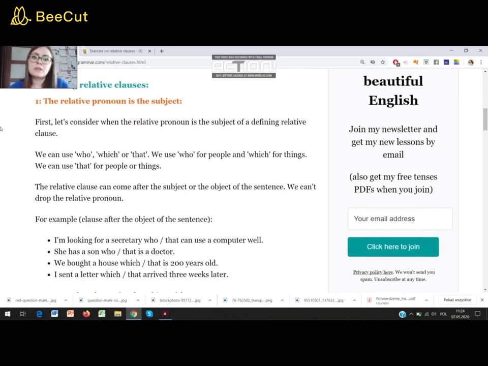The relative pronoun is the subject. So first, let's consider when the relative pronoun is the subject of a defining relative clause. We can use who, which, or that. We use who for people and which for things. And we can use that for people or things, so for both. The relative clause can come after the subject or the object of the sentence. We can't drop the relative pronoun.